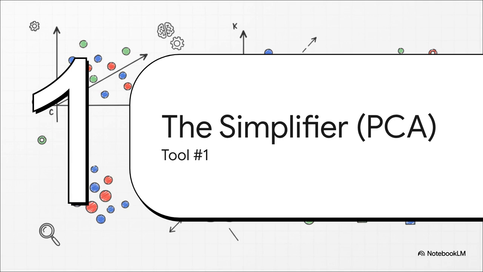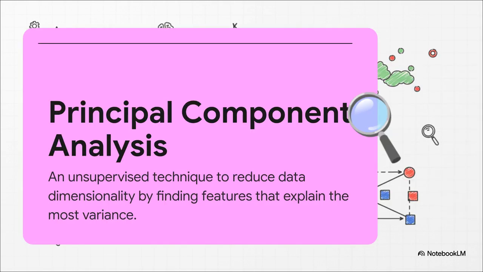Well, say hello to our first tool in the arsenal. It's a brilliant technique for simplification called principal component analysis, or just PCA. PCA is what we call an unsupervised technique. All that means is it doesn't need labeled data to do its job. It just looks at the data's internal structure and figures out which directions show the most variation, or the most spread. You can think of it like it's creating a highlight reel of your dataset. It keeps only the most important action-packed moments and just cuts out all the boring filler.